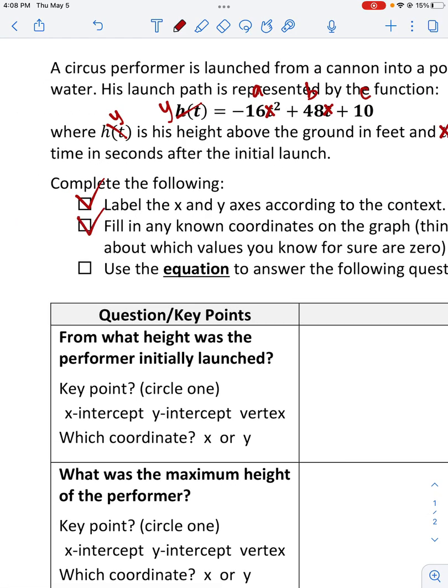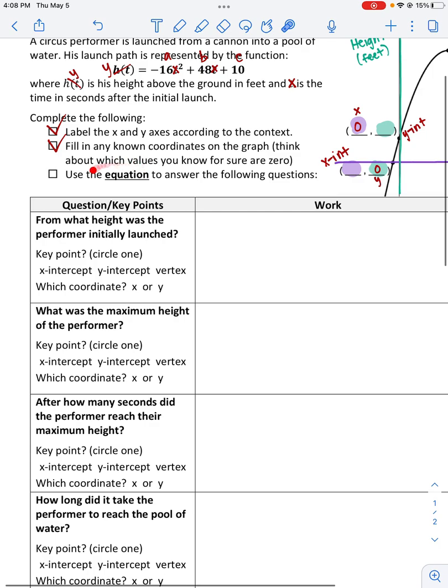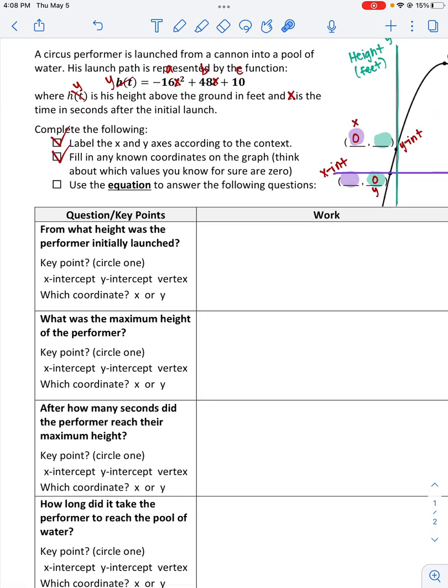Right, we are going to be using that to do our algebra work here for this example. So that's our next step: use the equation to answer questions about this performer being shot from the cannon. My first question is, from what height is the performer initially launched? The thinking I want to go through is what key point is going to give me that information, and which coordinate of the key point is going to give me that information.